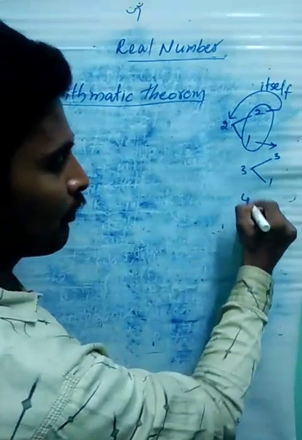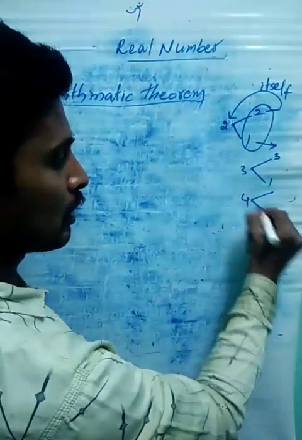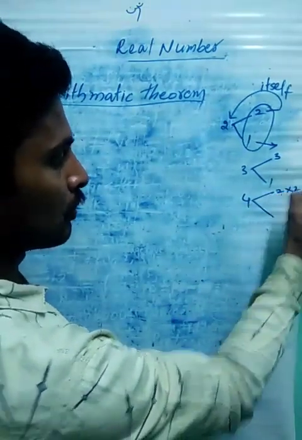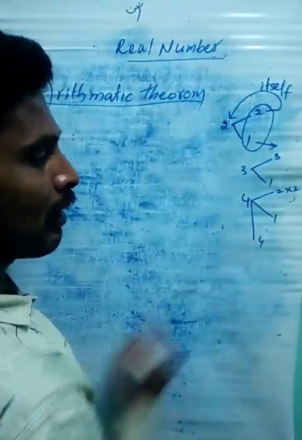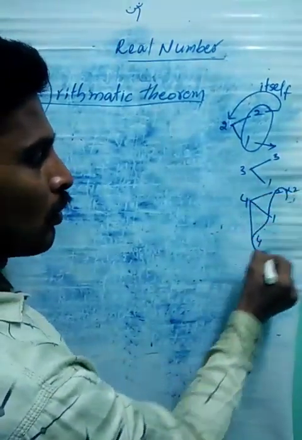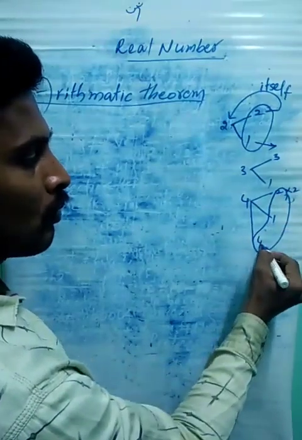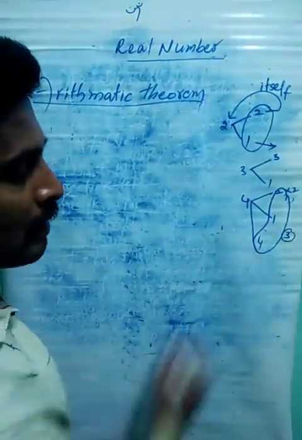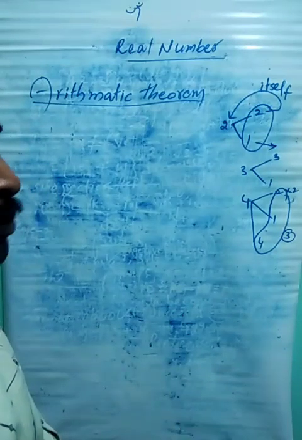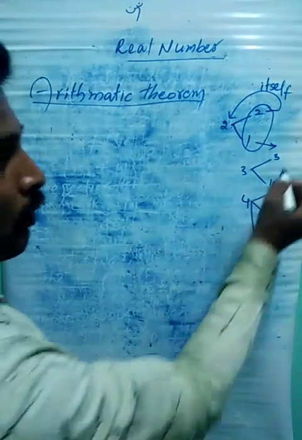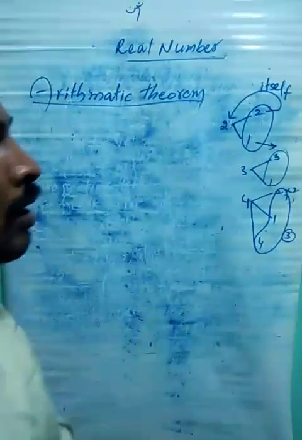And suppose I am taking a 4. 4 has the factors 2 2s are 4, 1 4s are 4, 4 1s are 4. How many factors? 2, 1, 4. Total 3 factors. So 4 has 3 factors. Any number with more than 2 factors is known as a composite number. Okay, only 2 factors is known as a prime number.